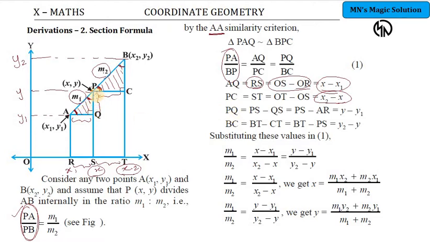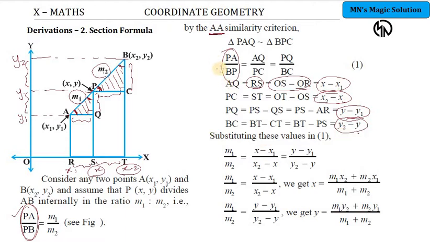PQ is this length. In the length என்றது over here. So it should be what? Y minus y1. So we have it here y minus y1. Similarly, in the length BC venona, BC is nothing but equal to this length which is y2 minus y. So y2 minus y. So we have written all these corresponding sides.